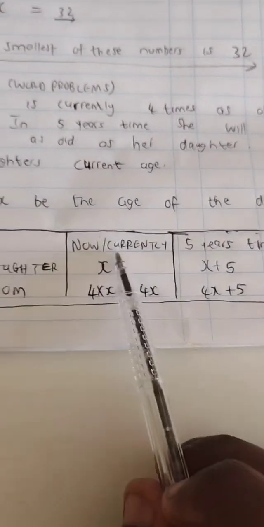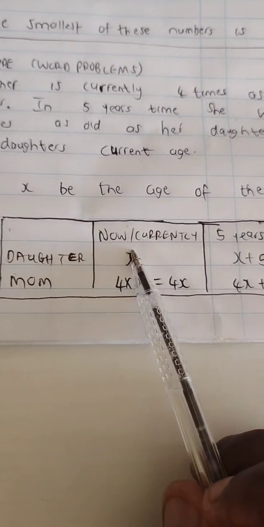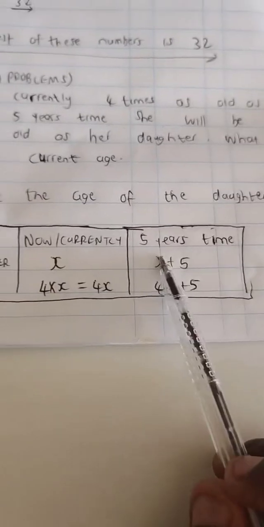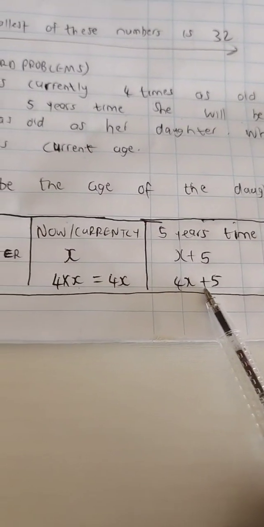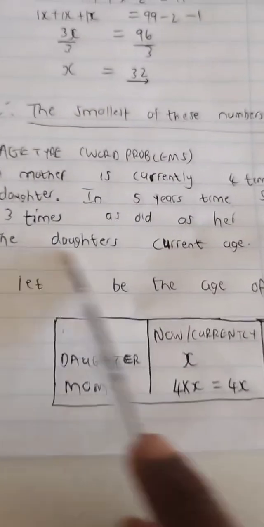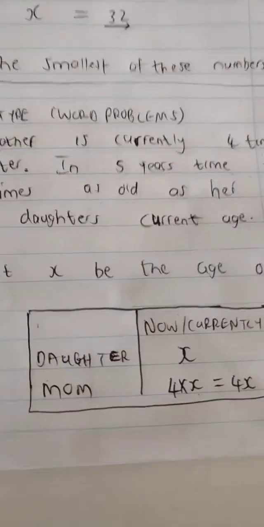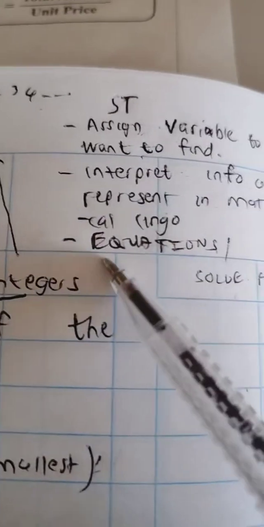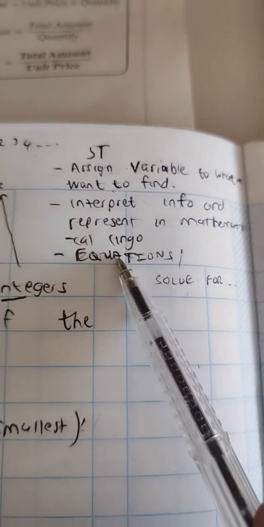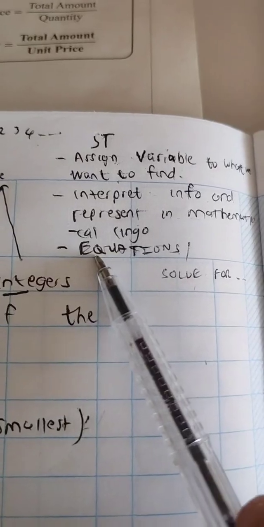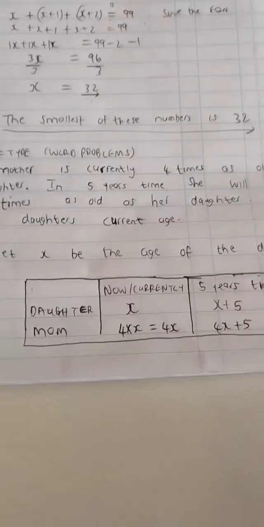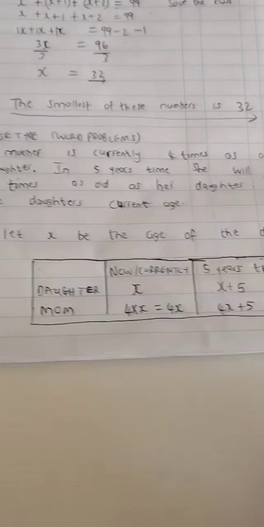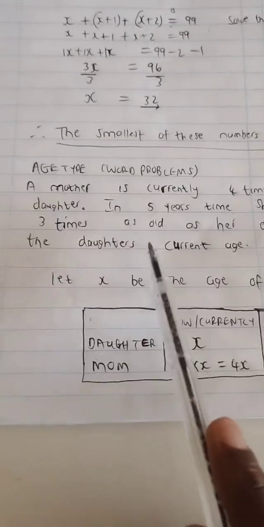All right. So currently, as I said, daughter's age is X. Mommy's age is 4X. In 5 years' time, daughter's age will be X plus 5. Mommy's age will be 4X plus 5. Now, let's go back and reread the statement in the hopes of doing what? Equation time, baby. We want to set up our equation so that we can solve. We don't have one yet, just a set of expressions, which is tabulated nicely. I think we are good to go.